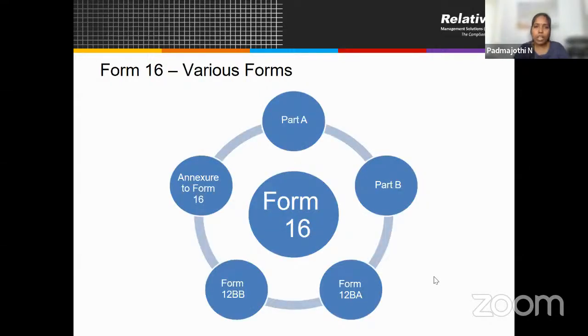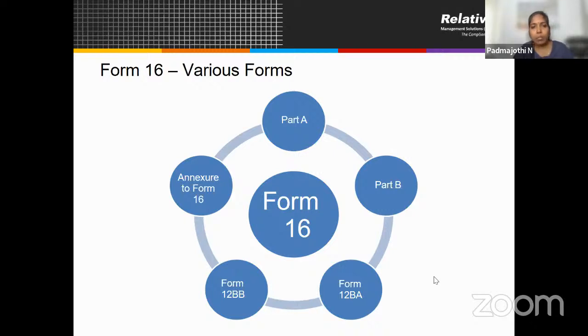As you all know, Form 16 contains various parts: Part A, Part B, Form 12BA, Form 12BB, and the annexure to Form 16. In Part A, we have the details of the deductor, the amount that has been paid to the employee, and the value of TDS deducted from the employee. In Part B, we have a detailed calculation of how the taxes have been calculated and what all exemptions have been provided to the employee.